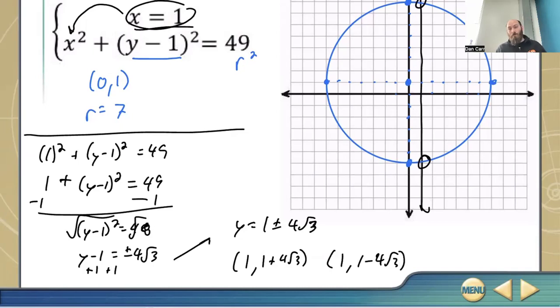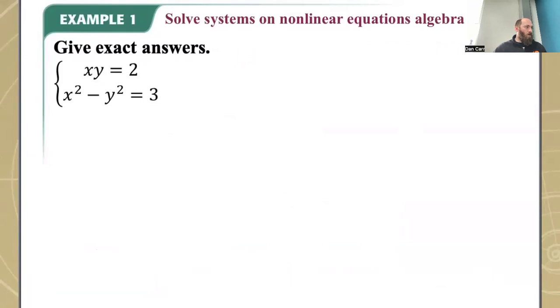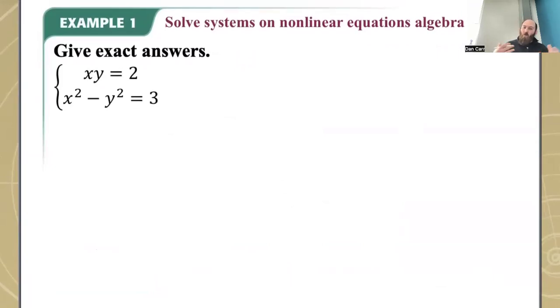These are my 2 points there. Okay. So let's go ahead and do a couple more. Let's see, two more algebraically. So we're just looking for where can we make things a little bit faster for ourselves, looking for relationships that we can set up easily.